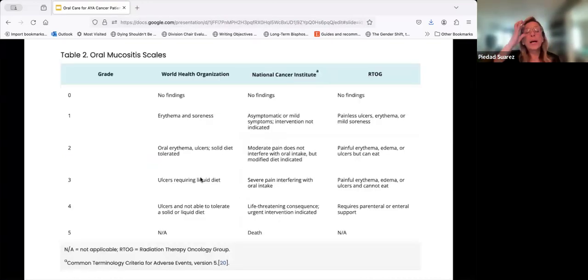And here I put a different scale of mucositis, because mucositis can go from 0 to 5. Depending on how advanced it is, it requires more support, including parenteral support, just to relieve the pain. And it can be life-threatening, because the pain is so severe that the patient cannot tolerate any solid or liquid diet. And we must take action on that.